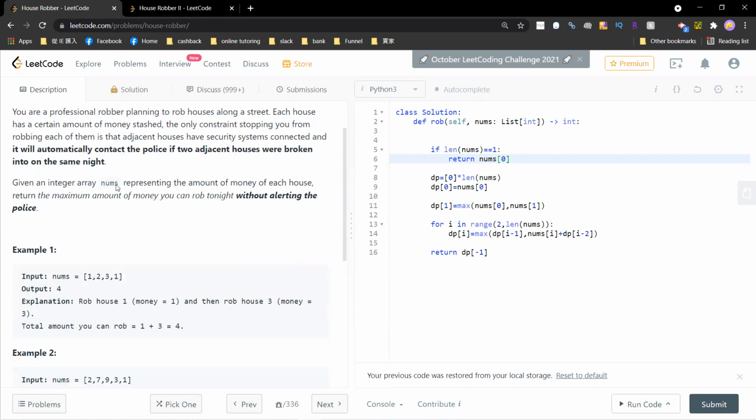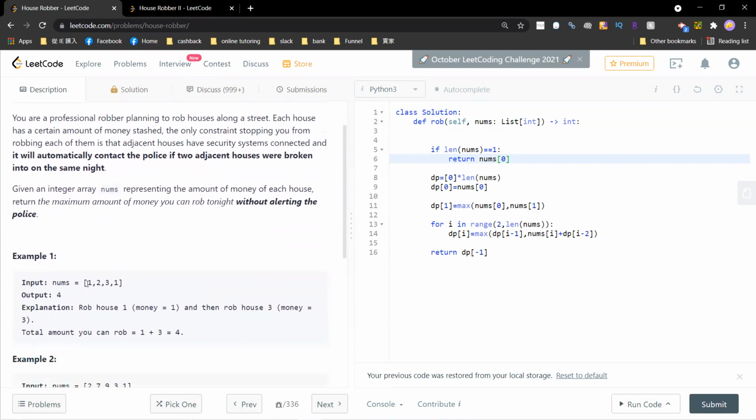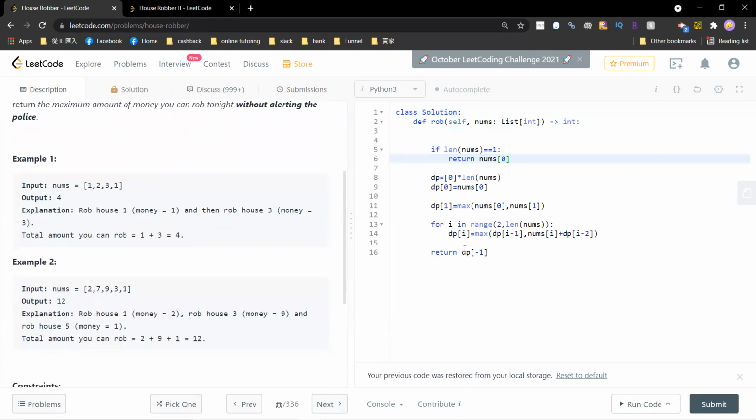So in House Robber, you're given an array, and you can take the money, but you cannot take two adjacent ones. This one is very simple; you just need to understand the DP solution. For each position, if you take the previous one, then you cannot take it. If you do not take the previous one, then you can take it. Just this one equation.